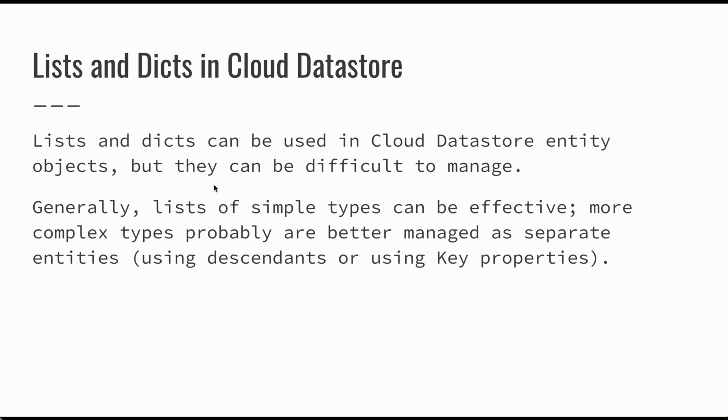Now you can use lists and you can use dicts in Cloud Datastore, but they might be difficult to manage. Sometimes you may want a list, but really what you need is a separate entity on its own, and maybe those need to be associated, or maybe that needs to be more of an ancestor or descendant relationship. But generally, when you have simple data types, lists can be effective. Anything that's more complex than a simple int or string or float would probably be better managed as completely separate entities. That way, you can use descendants or not, but generally speaking, having these complex object hierarchies within your datastore is not impossible, and you can definitely make it work, but it might become a challenge to manage.